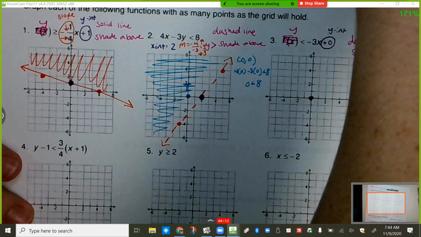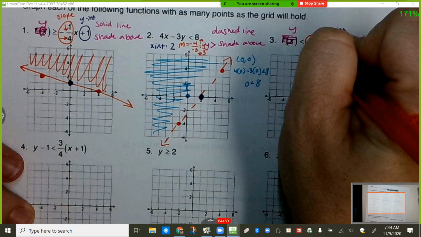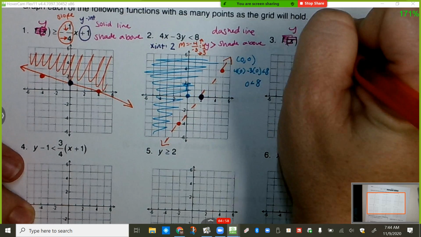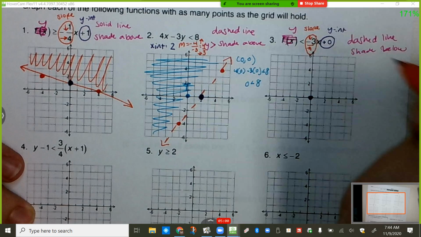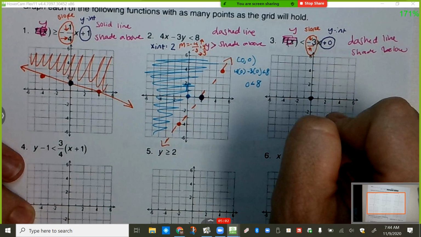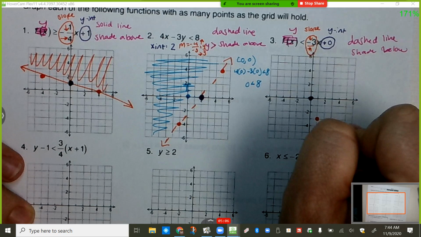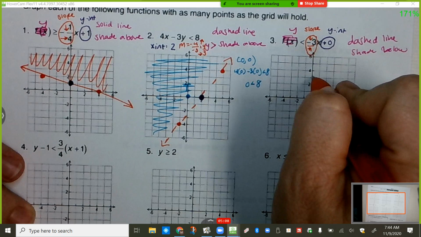Okay, and our slope is negative 3, which if I had to make it a fraction would be over 1. Negative means go down, right 1. So down 1, 2, 3, right 1. Okay, you can also go up 3, left 1.